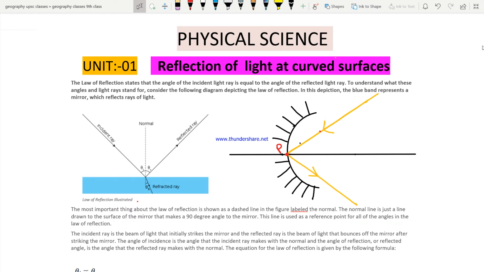Today we are going to discuss the physical science subject. We are going to deal with the first chapter, that is reflection of light at curved surfaces. Before going into the chapter, let us understand what is reflection.